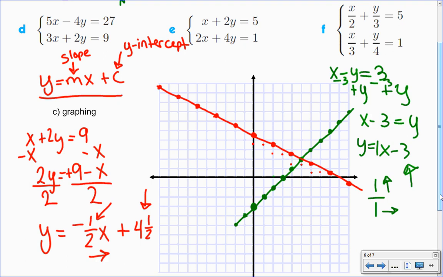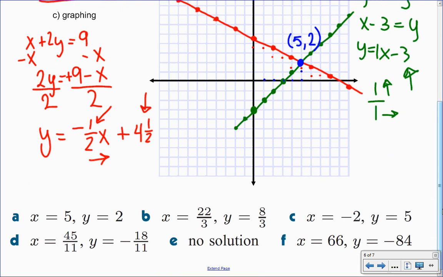Okay, so when we're solving these systems of equations, we're looking at where the two lines intersect. And we can see that these two lines intersect at the point 1, 2, 3, 4, 5. So x is 5 and y is 1, 2. Okay, and that's why the solution, whether we did substitution, elimination, or graphing, is that x is 5 and y equals 2. Because when we graph those lines, we get that they intersect at exactly that point. Okay, thanks a lot.